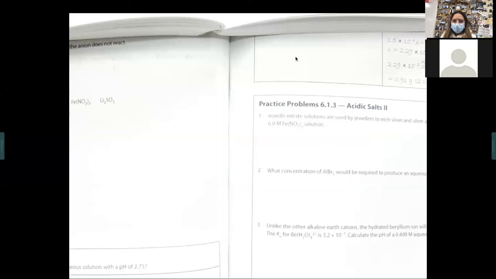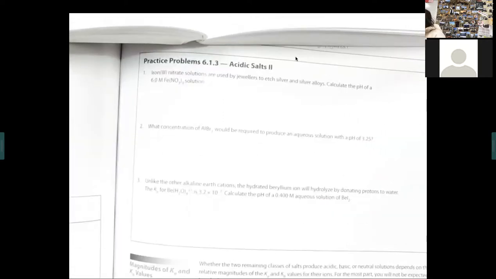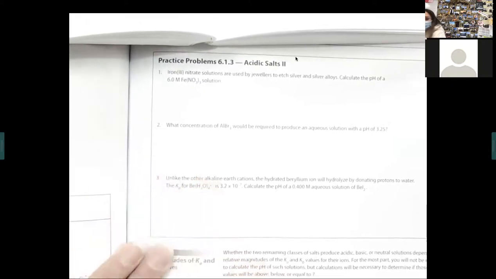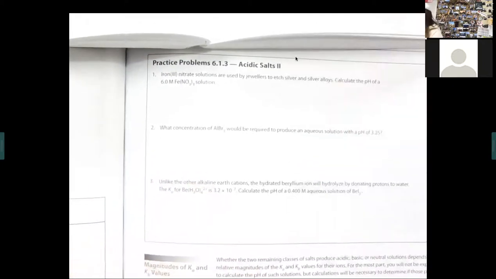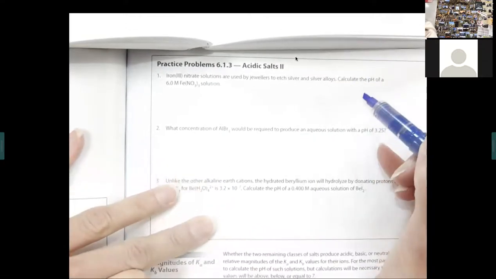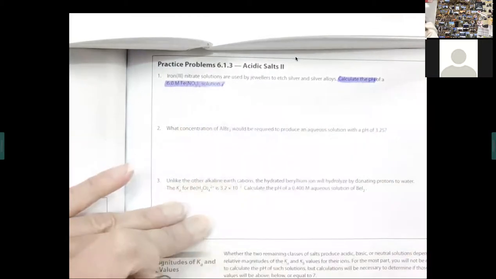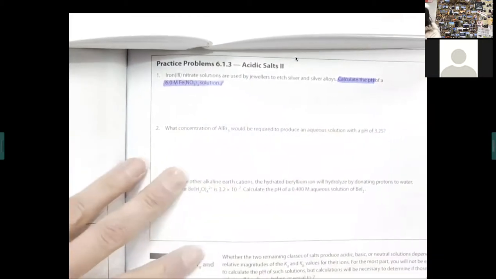Okay, so for AP Chemistry, we left off on practice problem 6.1.3, acidic salts, part 2. And we're looking at page 353, practice problem number 1. It says that iron 3 nitrate solutions are used by jewelers to etch silver and silver alloys. Calculate the pH of this concentration of an iron 3 nitrate solution.